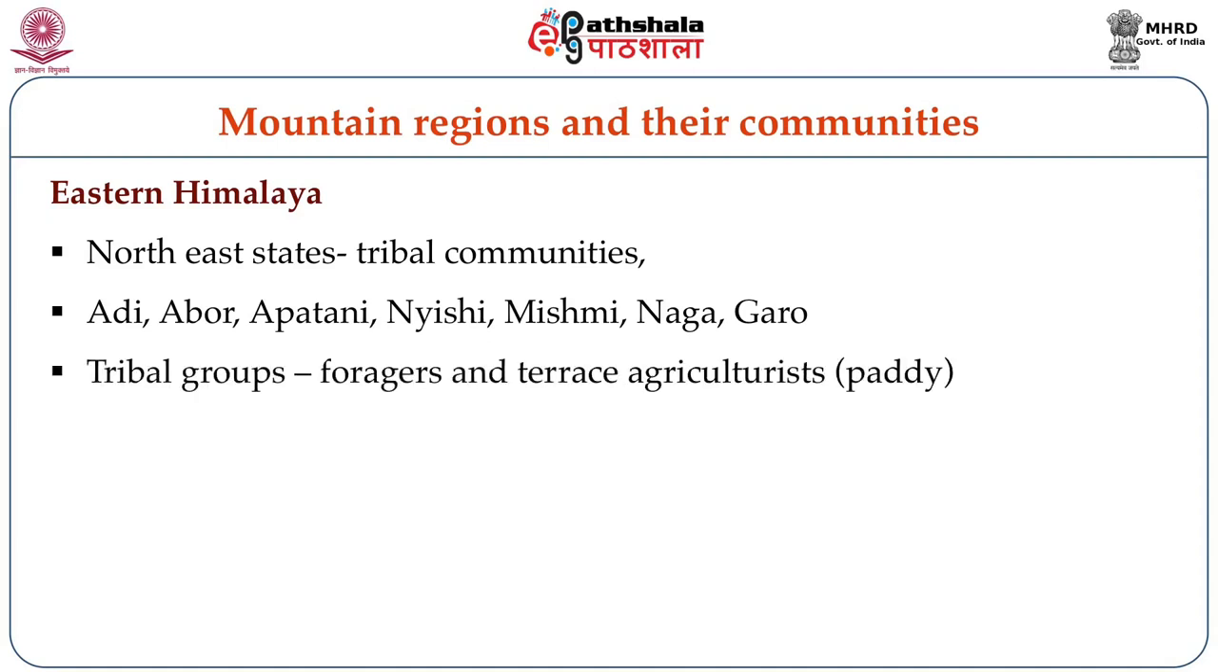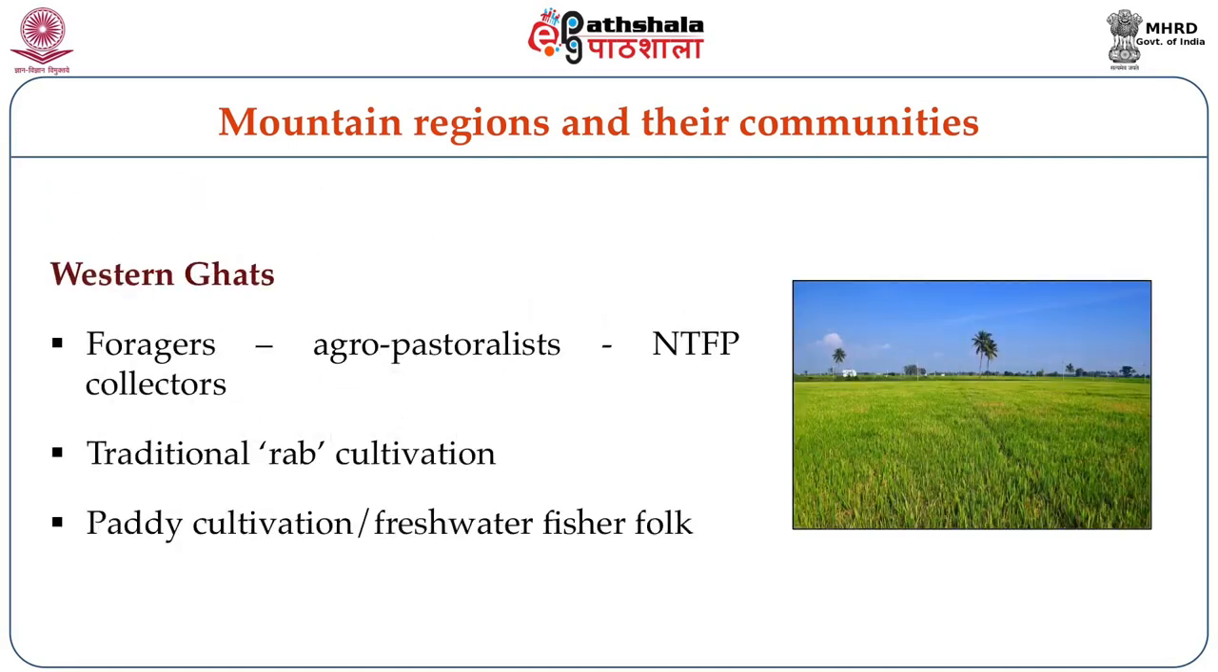And these tribal groups were primarily foragers, but they also practiced traditional agricultural techniques, which we frequently refer to as jhum or shifting cultivation. The Western Ghats is another mountain belt, which is highly biodiverse, very rich in forests, very rich in flora and fauna. And here, the local people have always been expert foragers. They are also agro-pastoralists. They grow paddy. But they are primarily NTFP collectors.